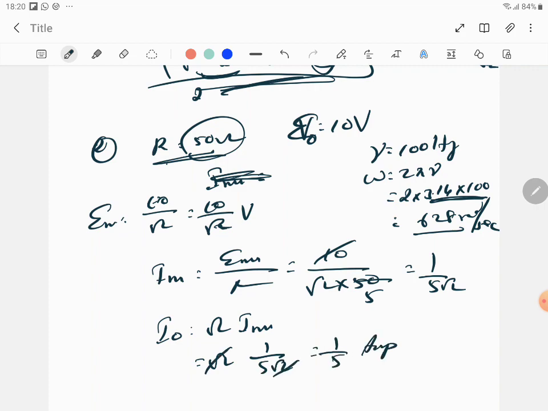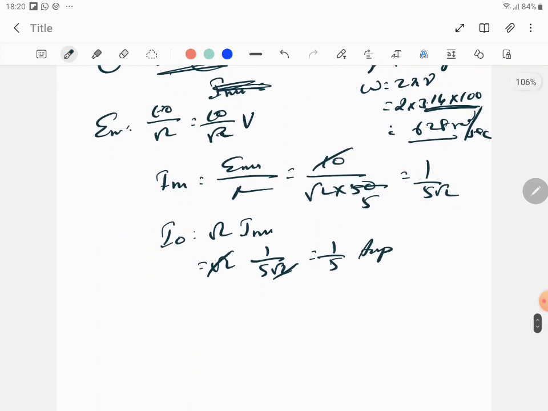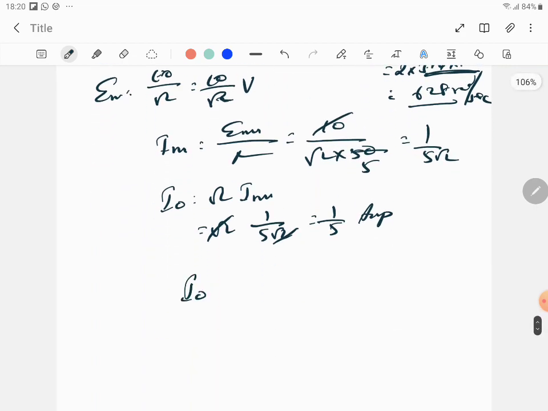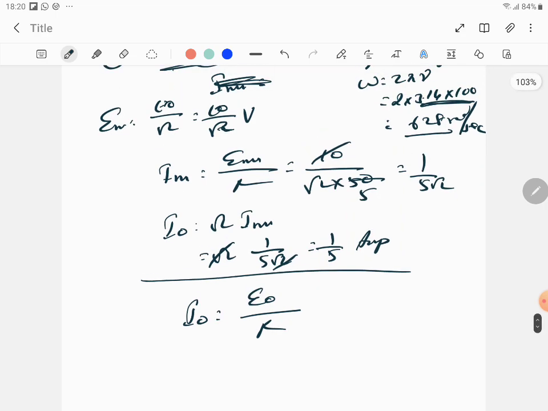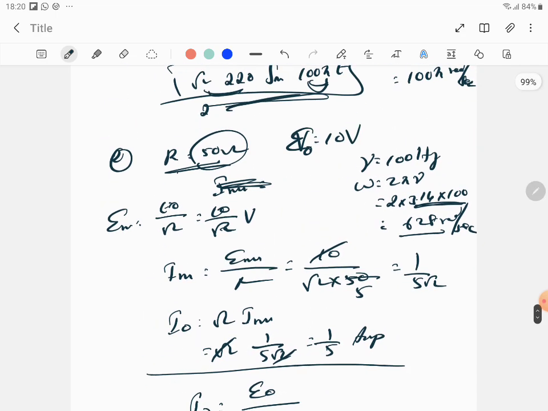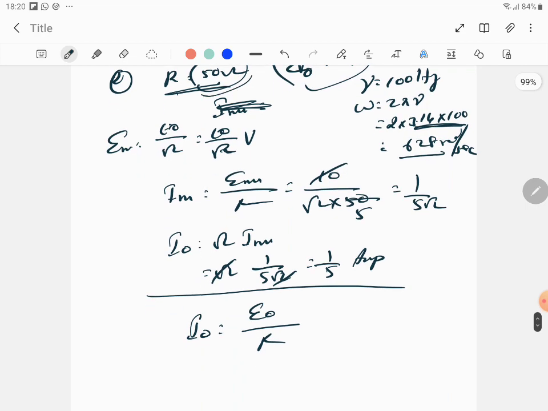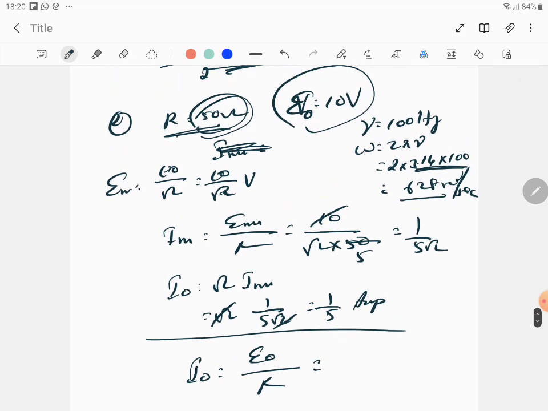You might think, why are you doing all this? I would rather do I naught, which is what I want, directly as E naught by R. E naught has already been given, and R has also been given. So you can write 10 by 50 and you'll still get the same answer. You don't have to do all this.